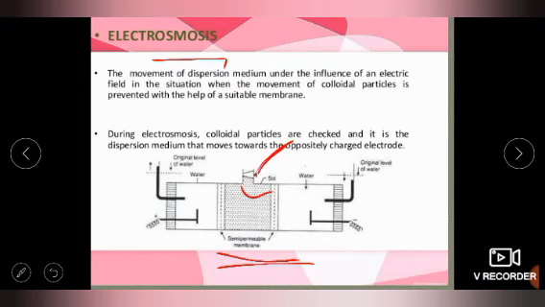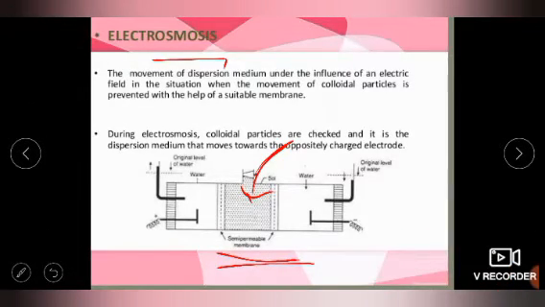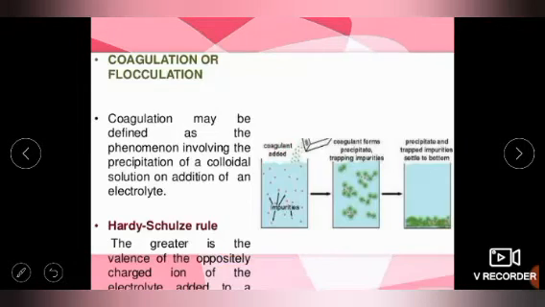Semi-permeable membrane: what is osmosis? It is where particles move from larger concentration to smaller concentration through a semi-permeable membrane. So in electroosmosis, this semi-permeable membrane is connected with electric charges, and it will pass the particles from one side of the semi-permeable membrane to the other. Okay, coagulation or flocculation is a very important electrical property.